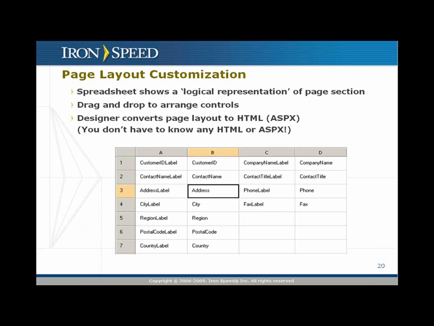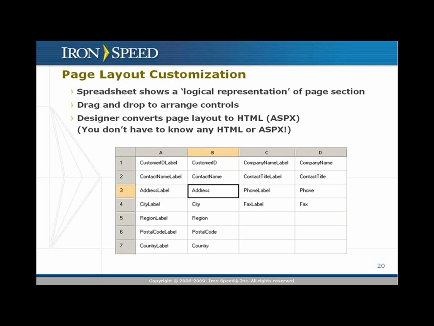IronSpeed Designer uses a Microsoft Excel-like spreadsheet that we call the Quick Layout Spreadsheet to present and manipulate a logical representation of your page. So, for example, in the screen here we have 4 columns, A through D, and 7 rows. And as you can see, we have a customer record here that has customer name, address, and phone information.